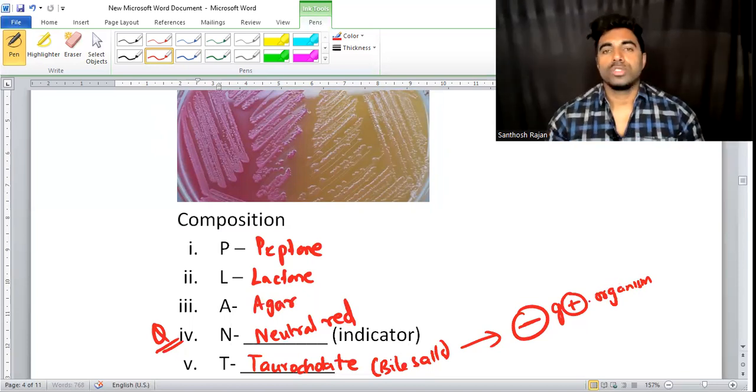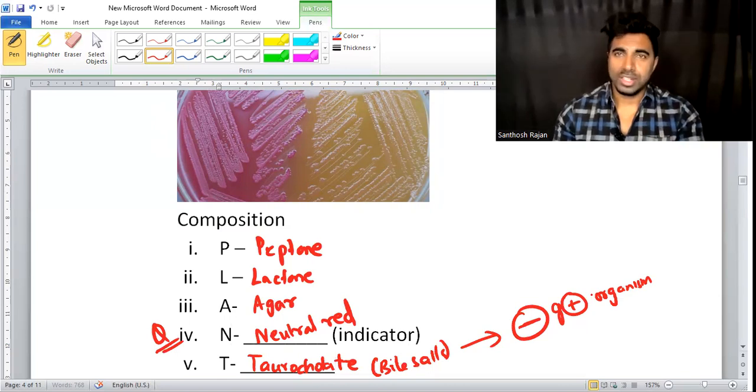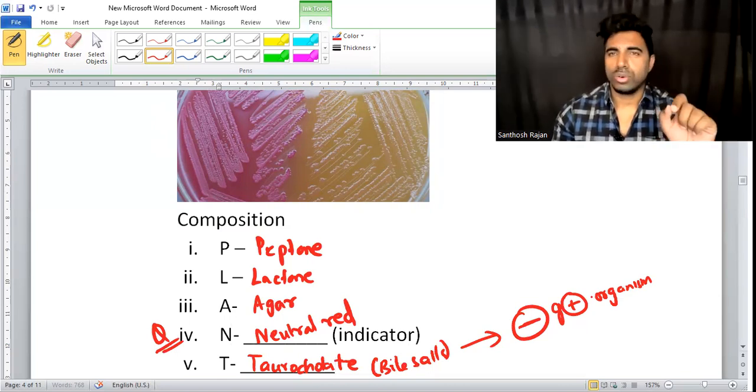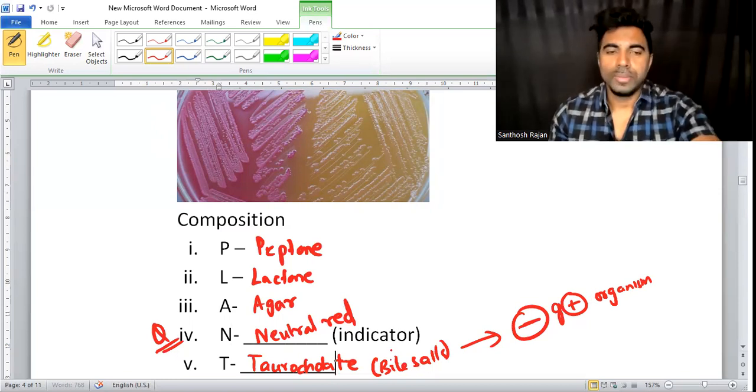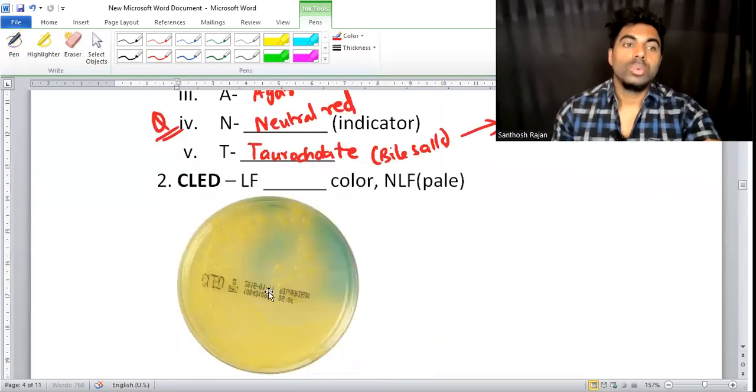But we don't want the gram-positives, like Streptococcus and Staphylococcus as commensals. So to inhibit that, we have taurocholate. Bile salts, taurocholate, are added in the MacConkey agar. So that's important. Okay. So to differentiate lactose fermenters and non-lactose fermenters. And what is CLED media?